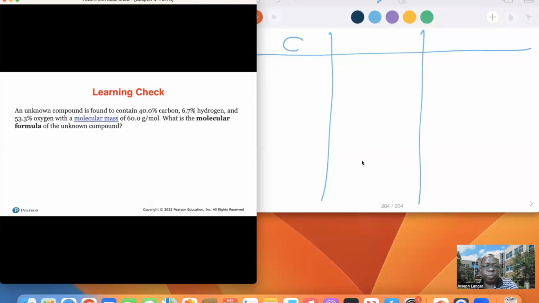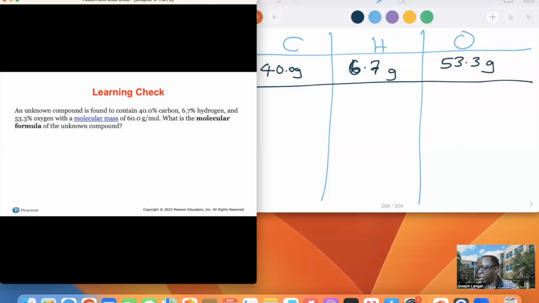We have carbon, we have hydrogen, and we have oxygen. Remember what I say, you have to assume that you have grams here. So this will be 40.0 grams, 6.7 grams, and 53.3 grams. Remember, you have grams. This is the mass.